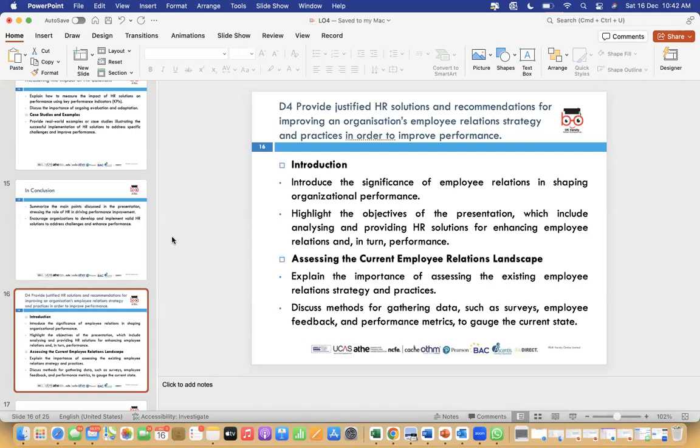We can look at the current employee relationships landscape, which essentially means what is already happening with the existing employee relations strategy, and maybe how we can change it, or looking at different methods to get better data from your associates. I spoke about this already. Feedback, different performance metrics, how we can manage that.